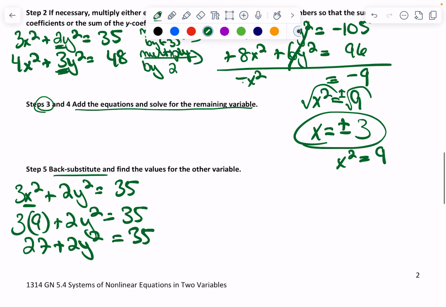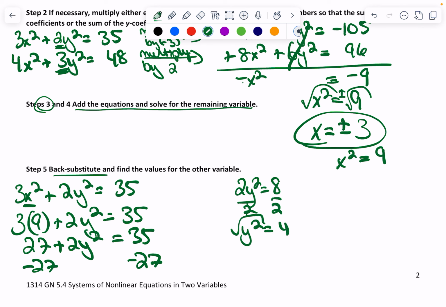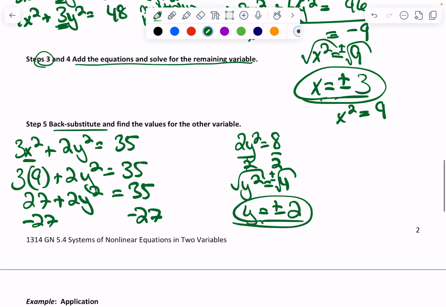We subtract 27 and we get 2y squared equals 8. Divide by 2 and y squared equals 4. Take a square root, positive and negative, and we get y equals positive and negative 2. Now we have 4 different ordered pairs. So you've got to be careful. Both x and y are squared.